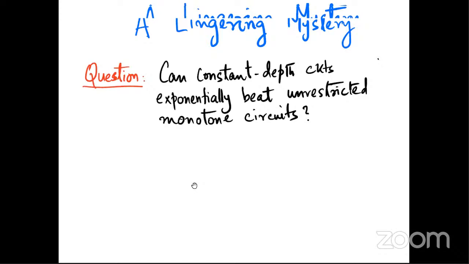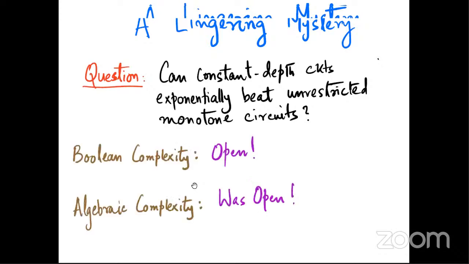So in these very shallow circuits, can you find a function or a polynomial which can be very efficiently computed with cancellations, but unrestricted monotone circuits do not help you? You still require exponential size. This, I think, is a very interesting question. It has been very intensively looked at in the Boolean world. There had been attempts also to answer this question in the arithmetic world, in the algebraic world. In the Boolean complexity world, this is still wide open. And in the algebraic complexity, this was open until our work.